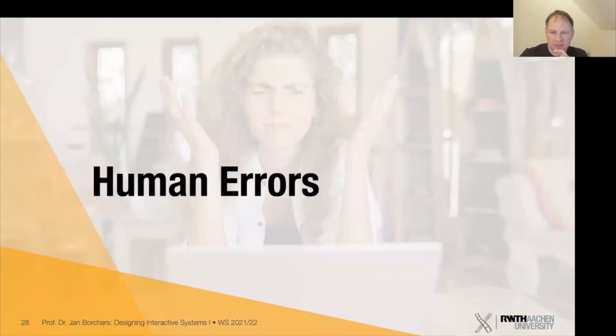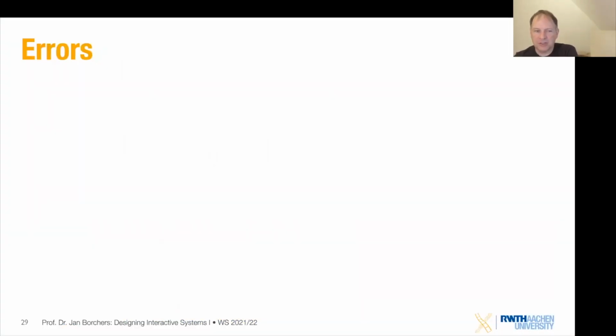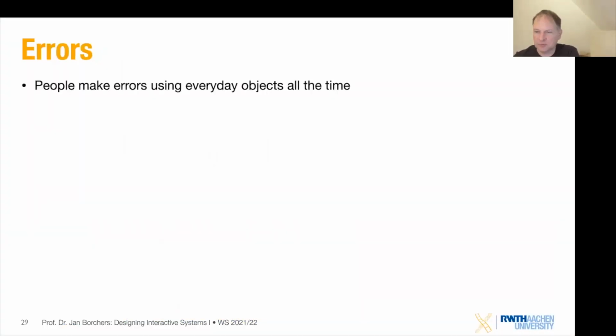Okay. Now, the last thing we're going to talk about today is human errors. And errors are something that people make all the time using everyday objects. It's perfectly normal, right? Nothing to be ashamed of. Although people often blame themselves, which is kind of untypical. In many cases, people are like, this crappy technology, this crappy this, this crappy that. But when a mistake happens, especially with computer technology, there is a tendency to think, I'm just too stupid for this, or I'm not good with computers, or something like that.